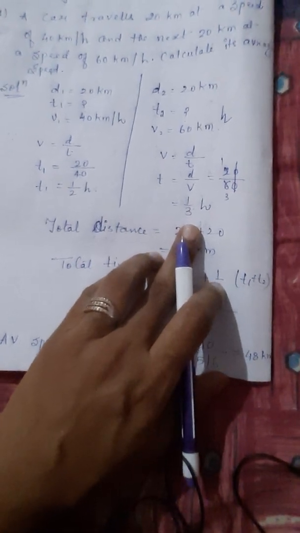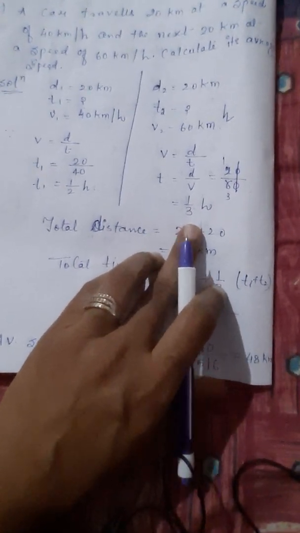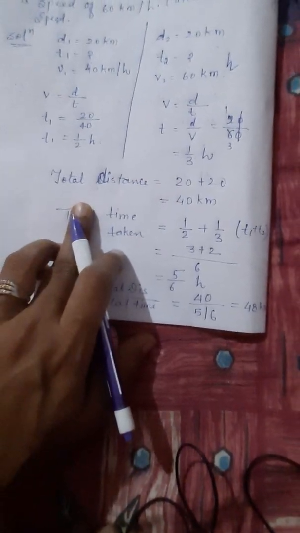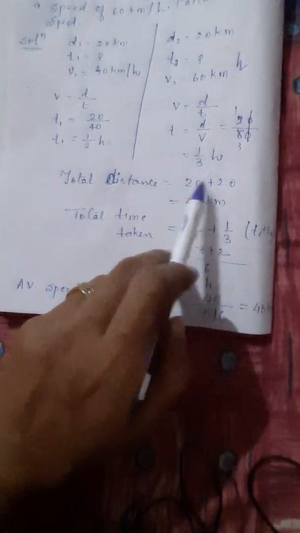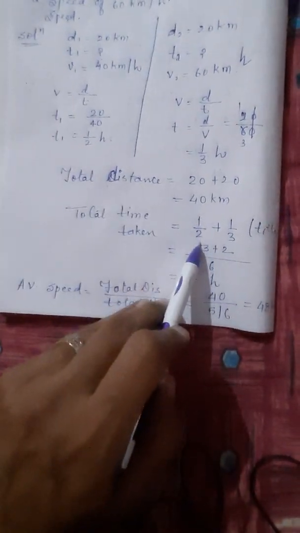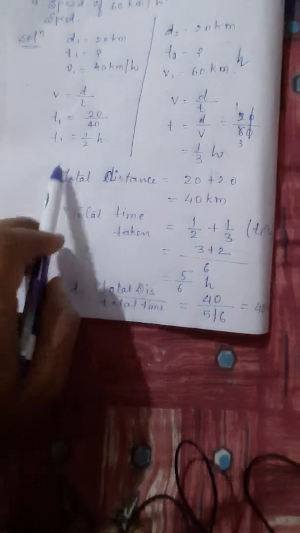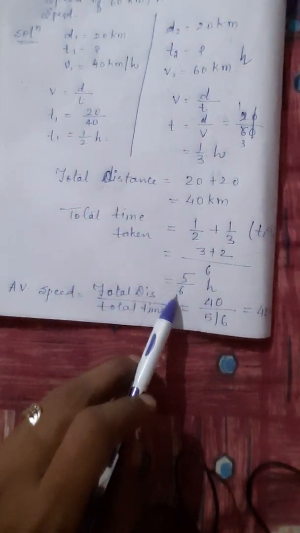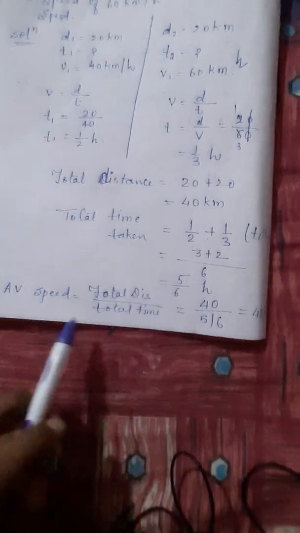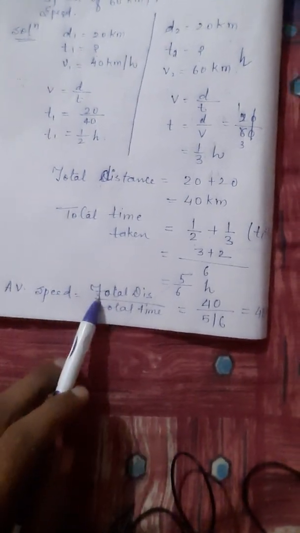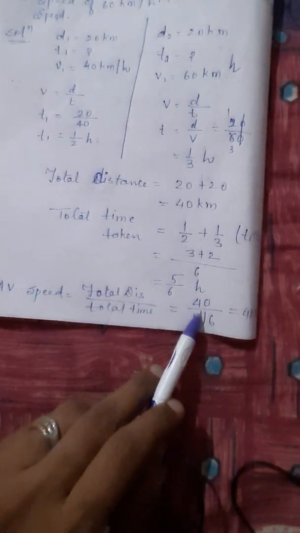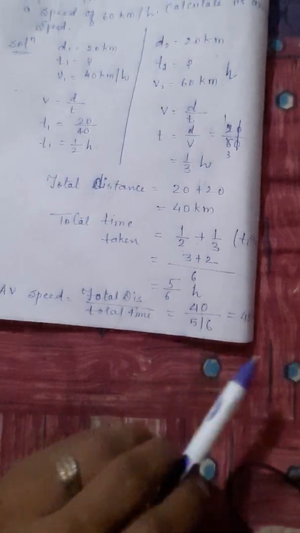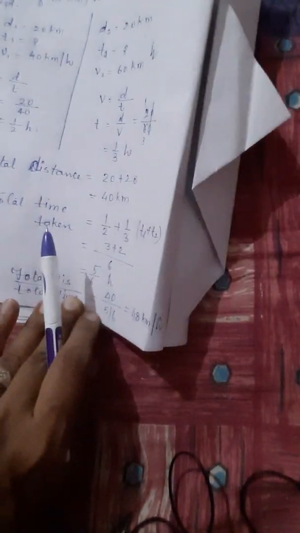As we have to take out average speed, first we'll take out total distance traveled and total time taken. What is the total distance traveled? 20 plus 20, that is 40 kilometer, and total time taken 1 by 2 plus 1 by 3, T1 plus T2. It would be 5 by 6 hours. So what would be the average speed? Total distance traveled upon total time taken. We'll put the value 40 upon 5 by 6, and after solving we'll get 48 kilometer per hour.